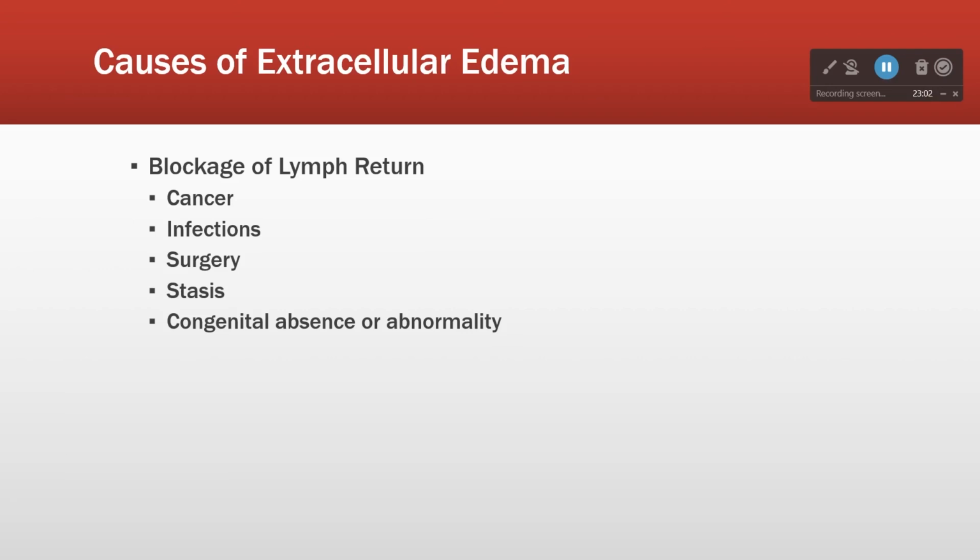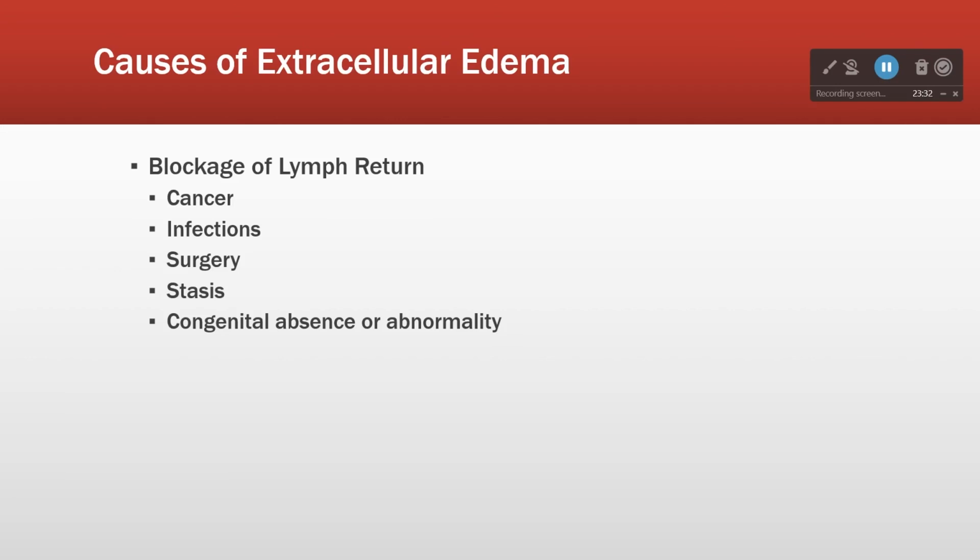Cancer will do this. If you have a tumor in an area of lymphatic flow, it'll block it. Infections will do that. Lymph nodes can get infected and clogged, right? And therefore, less lymph passes through. Surgery, if we disrupt the lymphatic vessels, which is a side effect of any surgery technically, but we definitely see it in the orthopedic surgeries.